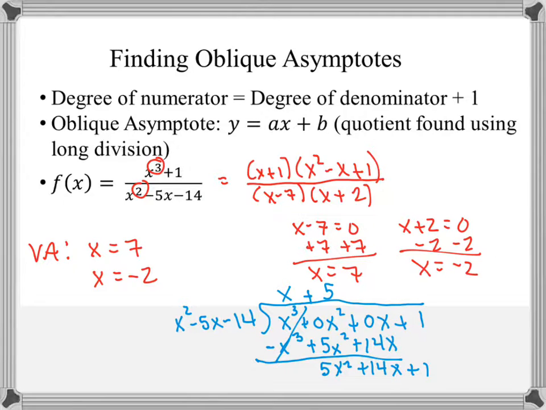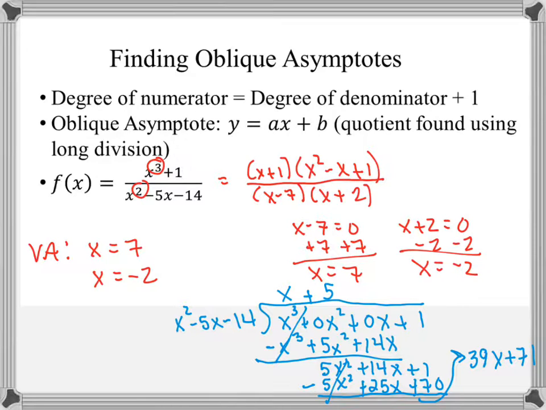I'll now multiply 5 times all parts of my divisor. So 5 times x squared is 5x squared. 5 times negative 5x is negative 25x. 5 times negative 14 is negative 70. Going to subtract, so I will change all the signs and add. My 5x squareds cancel out. 14x plus 25x is 39x. 1 plus 70 is 71. So my remainder is 39x plus 71.